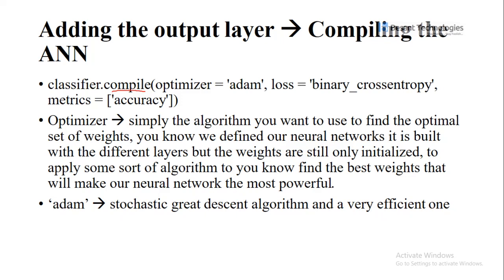So what is this optimizer? Simply the algorithm we want to use to find the optimal set of weights. You know, we define our neural network, it's built with the different layers, but the weights are only initialized. To apply some sort of algorithm, we need to find the best weights that will make our neural network the most powerful. So this Adam is nothing but a gradient algorithm and it's a very efficient one. And in this optimizer, we are applying the gradient descent algorithm.